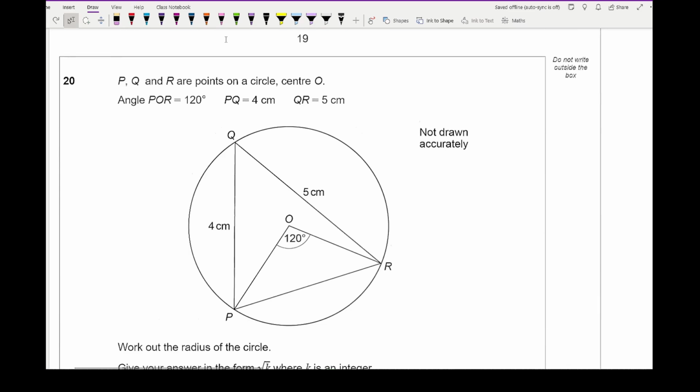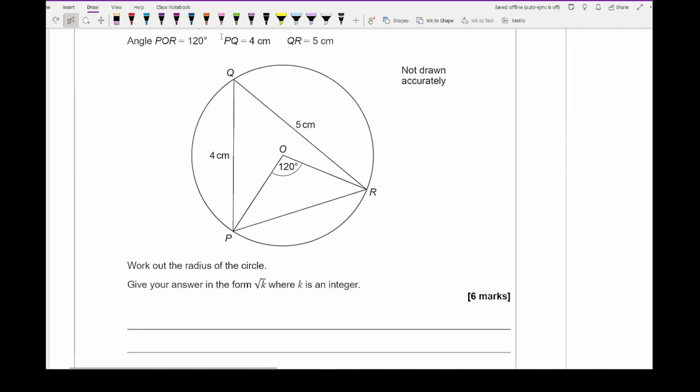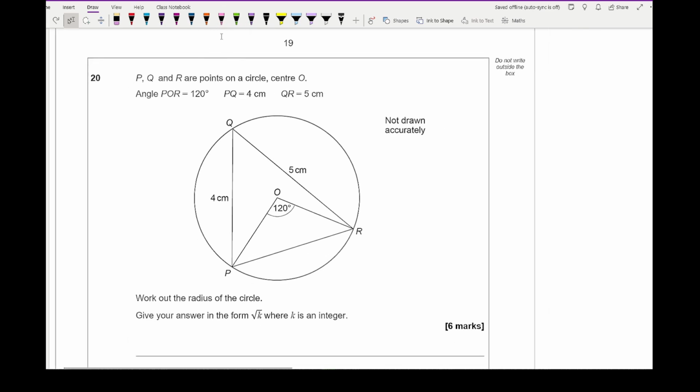Then moving on to our last question, it says P, Q and R are points on the circle with centre O. Angle POR is equal to 120, PQ is equal to 4 centimetres and QR is equal to 5 centimetres. And the question is asking us to work out the radius of the circle. Give your answer in the form of root K, where K is an integer. So if I just zoom out so that we can see the question in all its entirety, let's have a look at what we know.